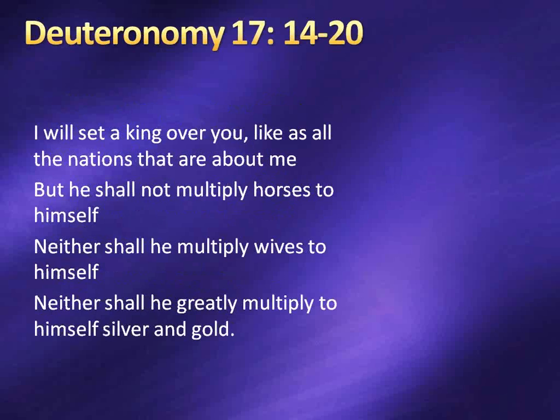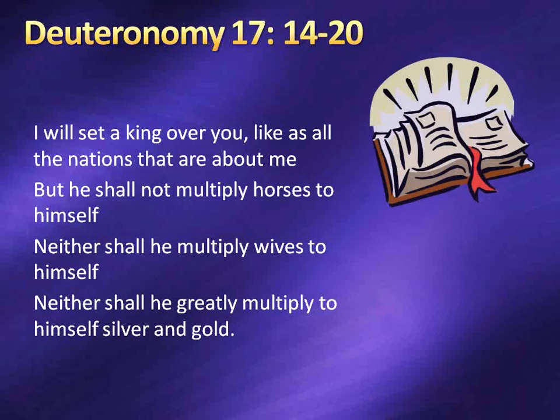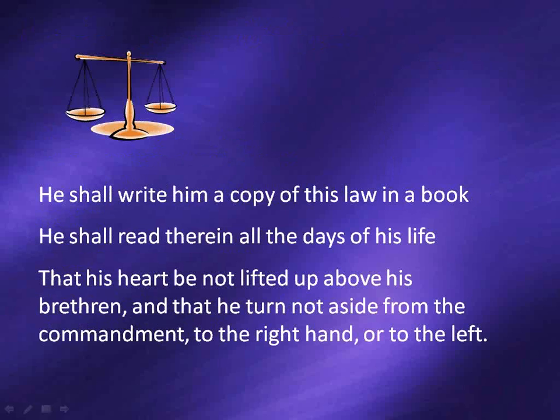Further in Deuteronomy 17:14-20, I will set a king over you, like as all the nations that are about me, but he shall not multiply horses to himself, neither shall he multiply wives to himself, neither shall he greatly multiply to himself silver and gold. He shall write him a copy of this law in a book. He shall read therein all the days of his life, talking about the king here, that his heart be not lifted up above his brethren, and that he turn not aside from the commandment to the right hand or to the left.